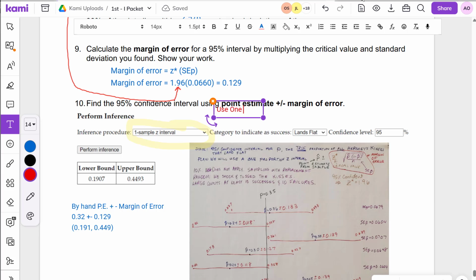To enter your successes and failures. All right, so that'll work.